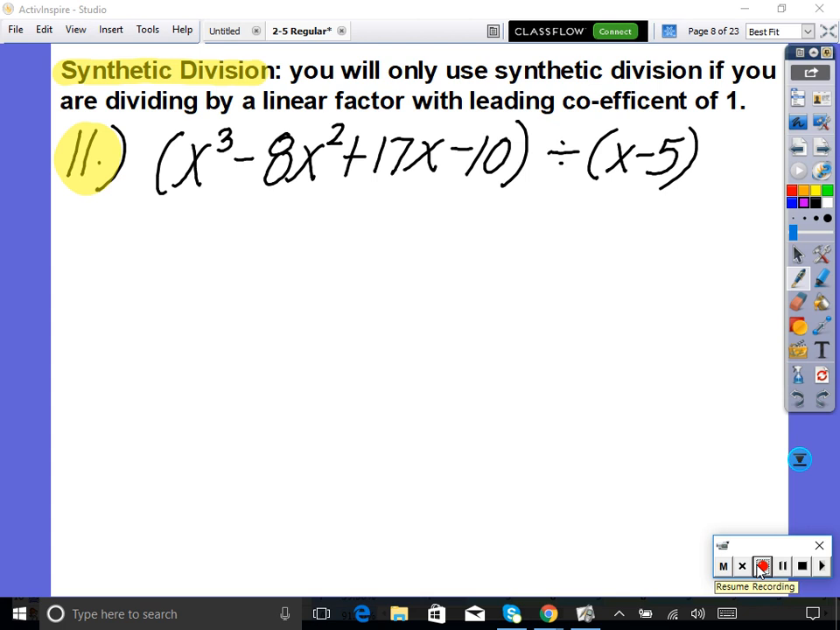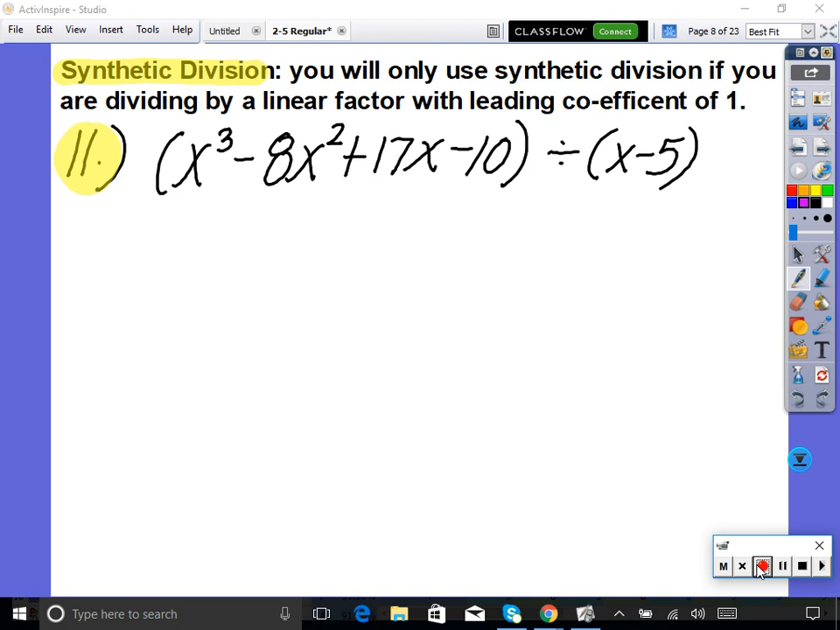So what we're learning is another method to divide, which is way quicker than long division. But here's the catch. Just like with quick factoring, if you use this quick way when you can't, you'll get the wrong answer. So everybody watch so you know when you can use synthetic and when you can't. Synthetic division is a quick way of dividing. But you can only use synthetic division if you are dividing by a linear factor with a leading coefficient of 1. So everybody looking, so you know the criteria.